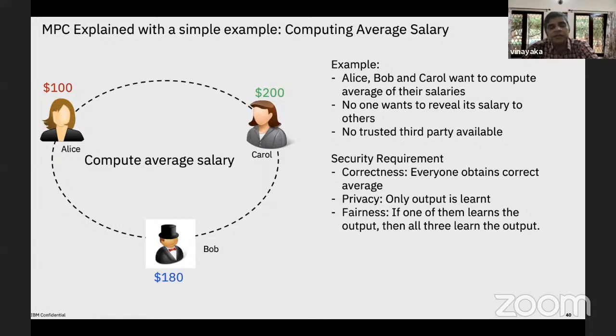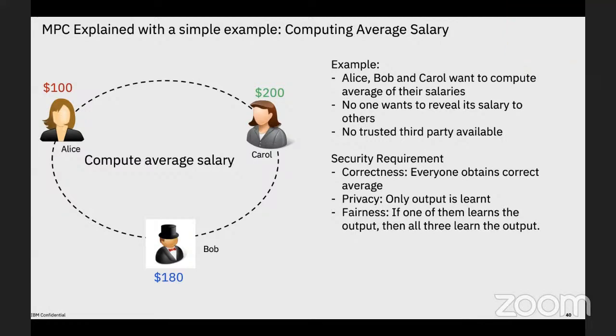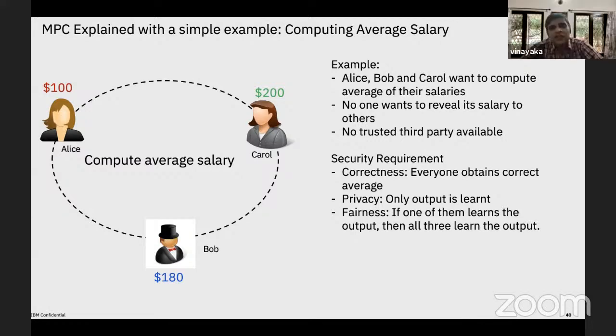It's exactly the same problem as the insurance companies. Everybody wants to compute the average salary amongst these three people, and obviously, no one wants others to learn what their salary is. But they want to make sure that the average computed is correct. And fairness, meaning, if one person learns the average, everyone else learns the average. This is consistent with what I said about multi-party computation in the past.